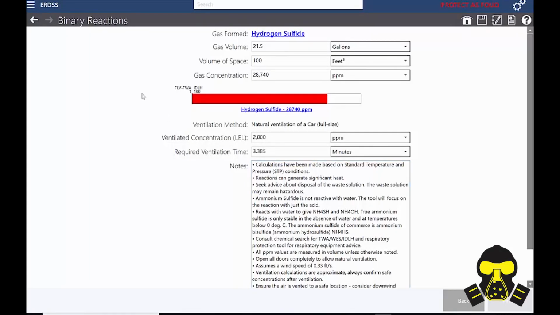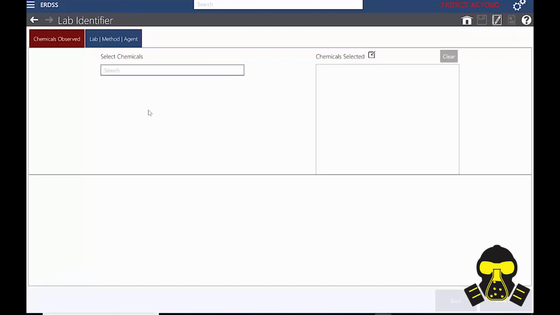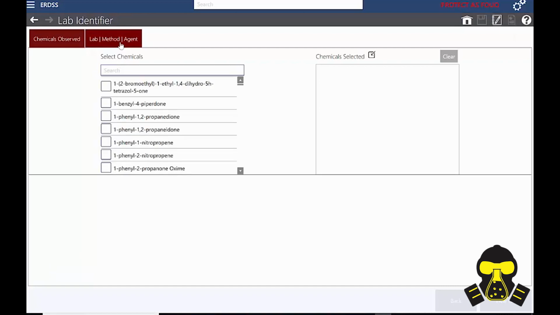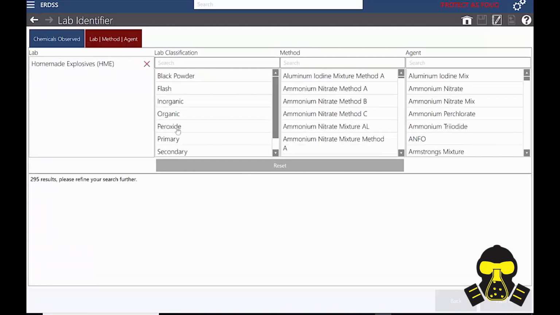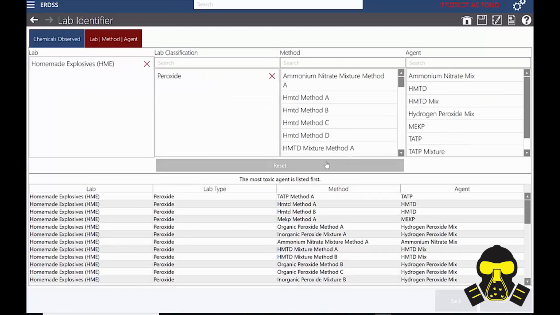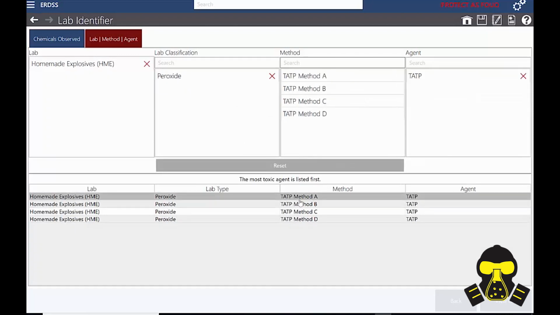Because I know we're going to run low on time, I want to show you one more that is a highlight today. I'm going to show you firefighter guidance. Oh, I'll show you two more tools. Let me show you Lab Identifier first. If you were getting a call as support for a lab, we'll first say it's an H&B lab. Let's say it's a peroxide, and of course it's going to be TATP, because that's the way life goes for us some days. So we're going to view the lab.